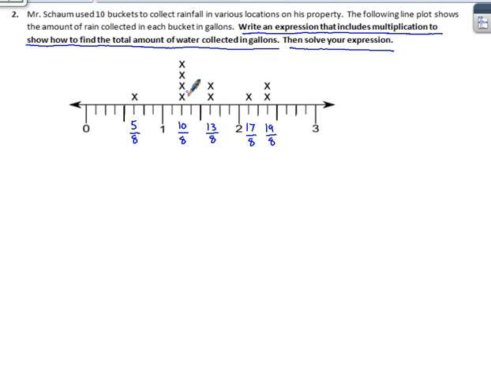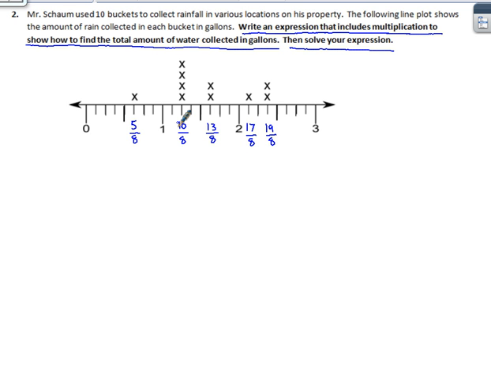In this case, it's one bucket of rainfall. So I need to make sure that every time I see one of those, I write down the value. So for this one, the value would be 5/8 for that bucket. Here I have multiple X's, so each time I see an X, I need to make a copy of that 10/8. So I would have 10/8 4 times here.